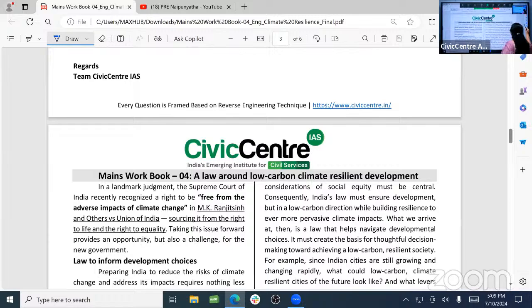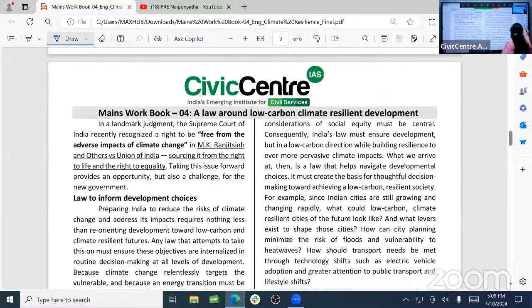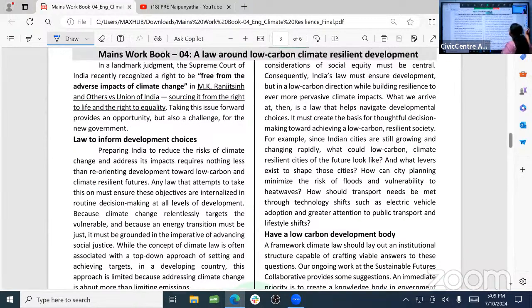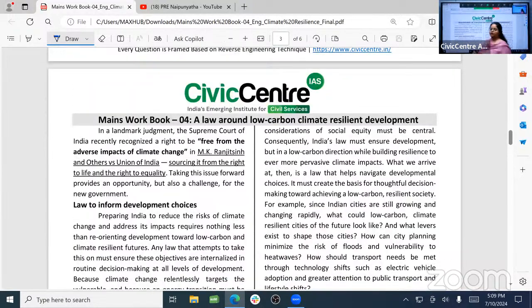So today, let's see what the newspaper article is that we have given. This is the article that we have provided you with. What is the article? The article talks about the law around low carbon climate resilient development.